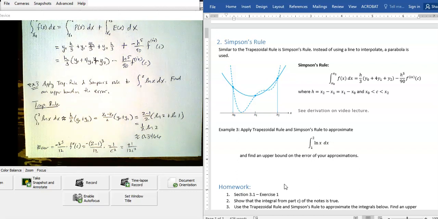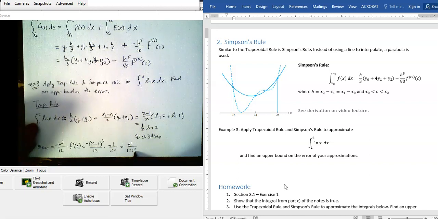So the upper bound for our value here would be the value that makes the largest possible error based on our endpoints. So the error bound would be less than or equal to 1 over 12 times 1 squared, or 1/12.